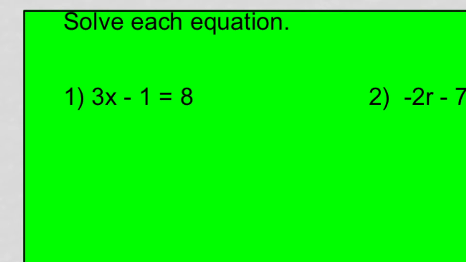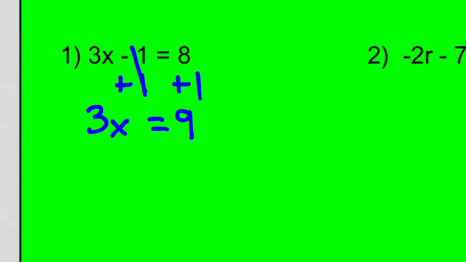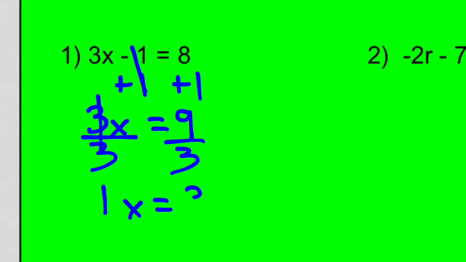Well, we're going to do the reverse of order of operations. We're going to do the add subtract first. So I'm going to add 1, add 1. I'm going to be left with 3x, minus 1 plus 1 goes away, equals 9. Now I have 3 multiplied by a number equals 9. To show the value of 1x, I'm going to divide by 3, divide by 3. 3 divided by 3 is 1x, and 9 divided by 3 is 3, or x equals 3.